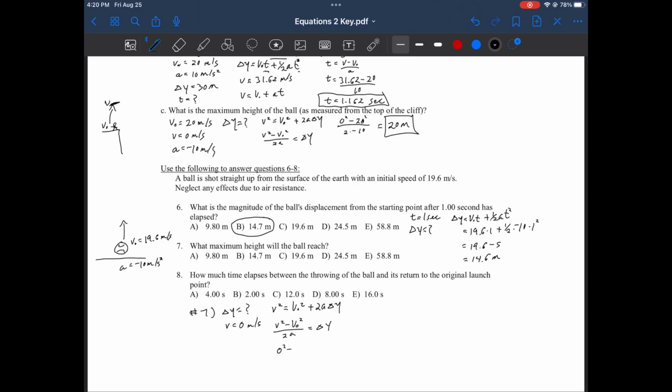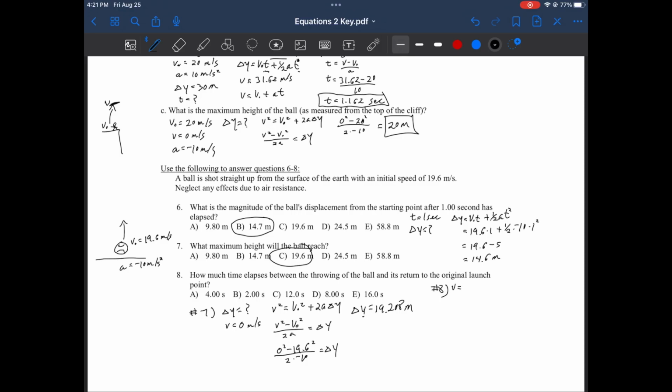Now it's just up to us to plug in the math. 0 squared minus 19.6 squared divided by 2 times negative 10. Yeah, I'm not going to do the 19.6 in my head, so we're just going to have to see how the calculator comes out and then pick the closest answer to our calculation from the multiple choice. Looks like we're getting C, 19.2 meters or so.